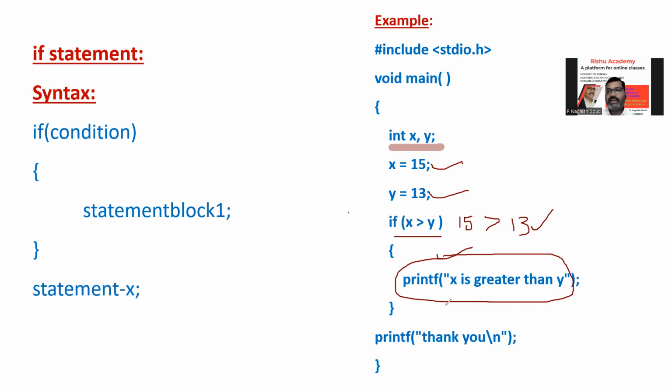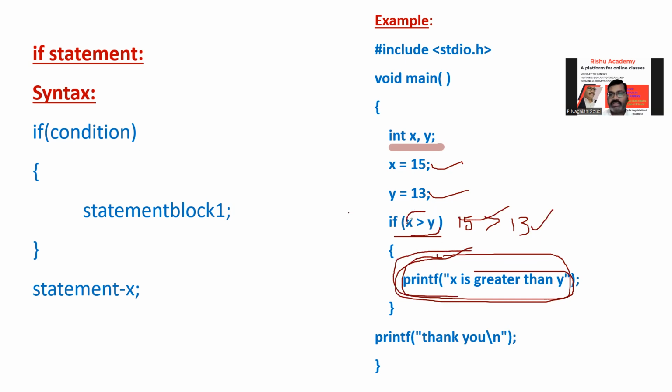What is the statement here? X is greater than Y. Right? X is a big number compared to Y. That message I want to print. I'm checking the condition whether X is greater than Y or not. Yes, it is true. So I want to print a message X is greater than Y. So I'm taking the decision whether to execute this block or not. Here the condition is true, so you need to execute this block.